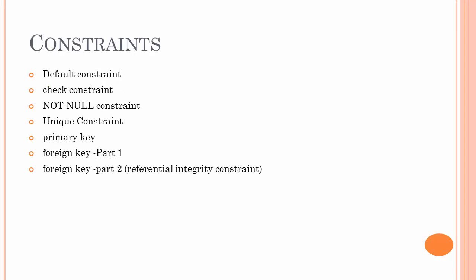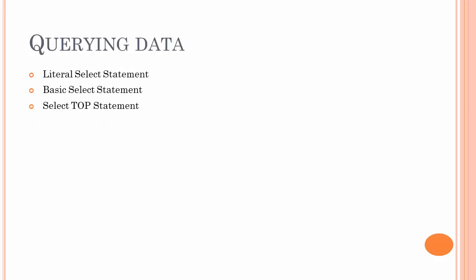Constraints. Constraints are used to define rules for columns. So for that, we will use default, check, not null constraint, unique, primary key constraint, and foreign key constraint. Querying data. When you want to fetch records from tables, for that we will use literal select statement, basic select statement, and how to use the top keyword to fetch a few number of records.